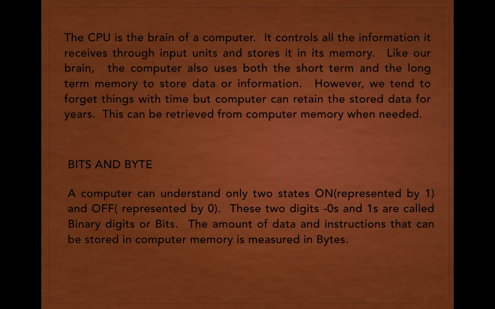1 and 0, these are the two-digit number. It is called binary digit. Binary means bi means 2 and nary means number. Binary number, two-digit number. Each is called a bit. 0 and 1 is called bits. If there are 8 bits together, it is called 1 byte. The amount of data and instruction that can be stored in computer memory is measured in bytes.